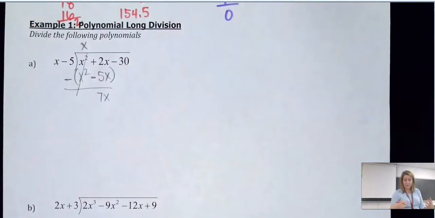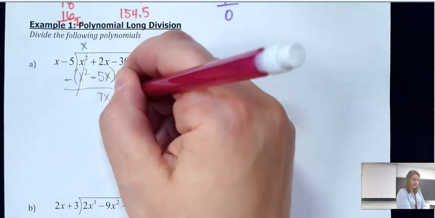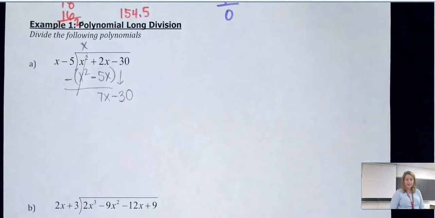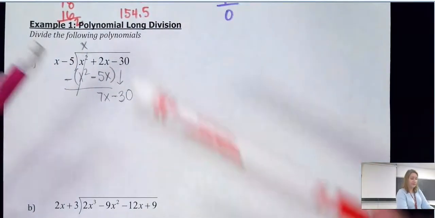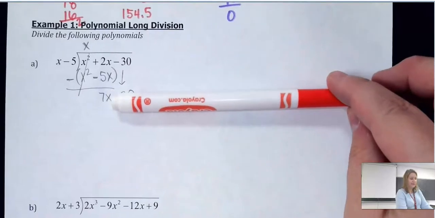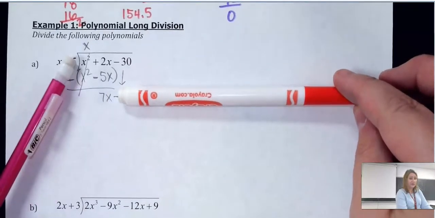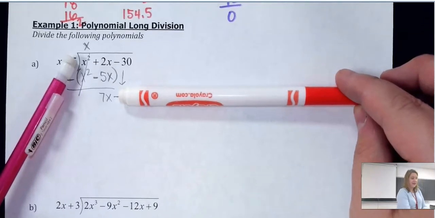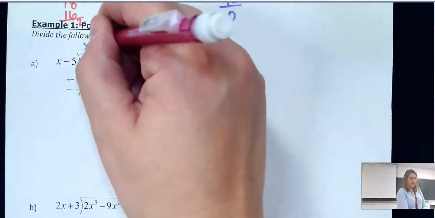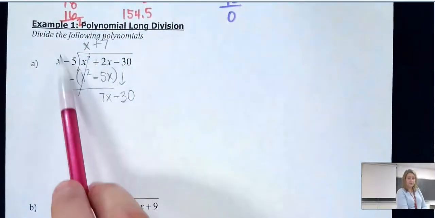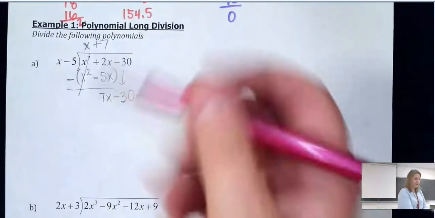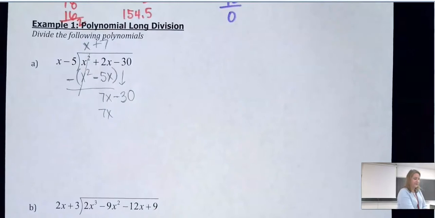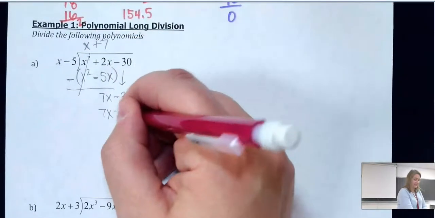And then to keep going with the process, like you bring down the next digit, when you've got a polynomial, you're going to bring down the next term. So this would be 7x minus 30. Okay, now I'm going to repeat that process. I'm just looking at the very first term, and I'm looking at the very first term on the outside. So I say, okay, what do I do to x to turn it into 7x? What do I multiply it by? And that's just going to be 7. Now, I'm going to multiply 7 times both terms on the outside. So 7 times x is 7x, which should match up. And then 7 times -5 is -35.